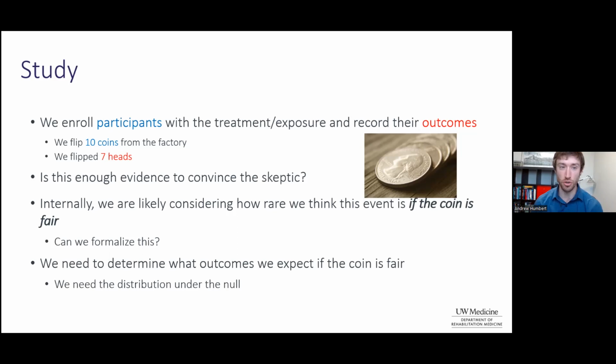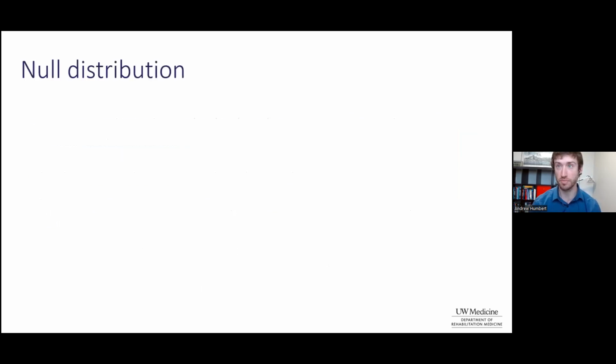So what we really need to do in this process is determine what outcomes we would expect if the null hypothesis is true. In this case, if the coin is fair, what outcomes would we expect to occur? How likely is 7 heads out of 10 coins to occur? We know it's possible, but we want an idea of how likely these outcomes are. This is exactly what we mean when we talk about the distribution under the null. When we talk about the null distribution, we're talking about the distribution of outcomes, in this case the number of heads, if the null hypothesis is true, if there is no treatment effect.